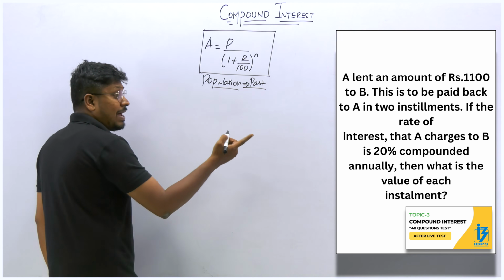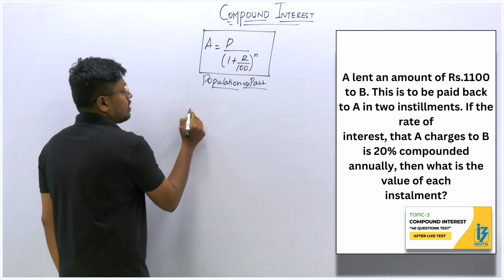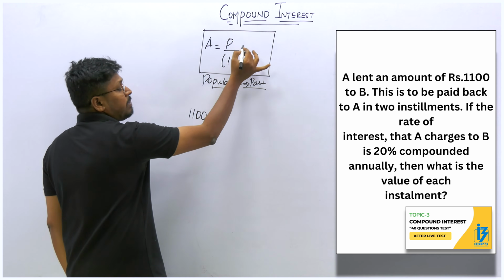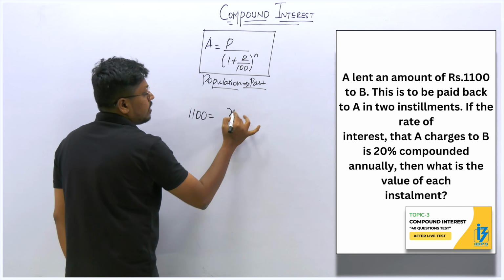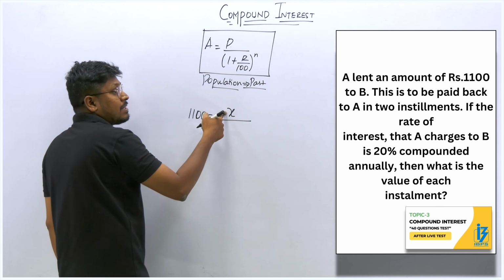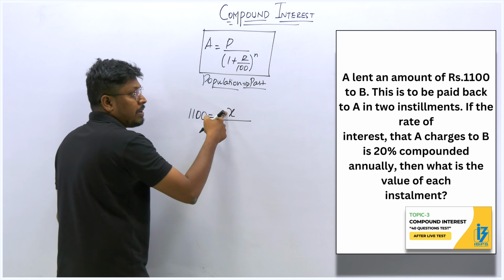So the value they have given is: A lent an amount of rupees 1100 to B. So the total amount that he lent is 1100, equal to, we don't know the principal. The principal is nothing but the installment he needs to pay, right? So this P we are assuming as X, because here it is the installment that he is going to pay each time.